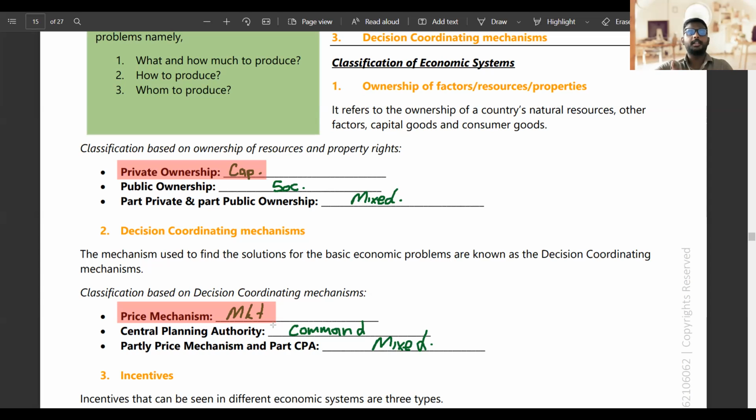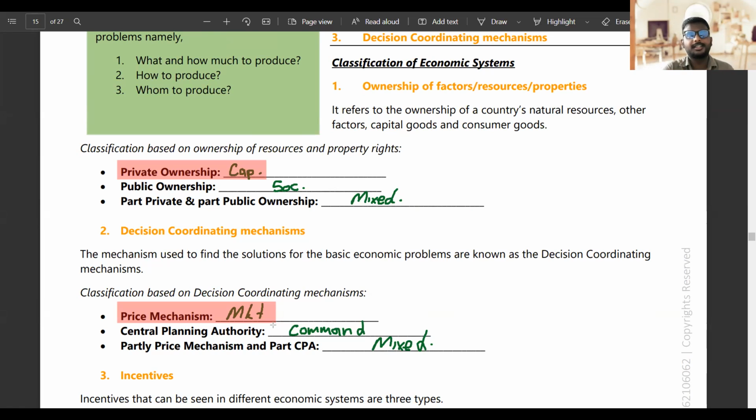Same template you use for socialist and command. Socialist economic system, you say, is under ownership of resources where public ownership is seen. Command economic system is a classification under decision coordinating mechanism where central planning authority is the one making the decision. Normally, if there's public ownership, central planning authority is there, but not always the same. Sometimes public ownership will be there, but decision can be made by price mechanism.